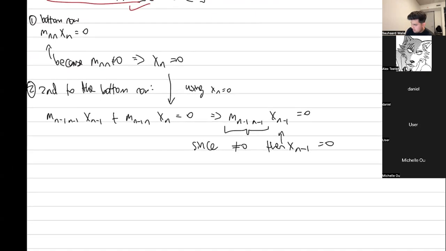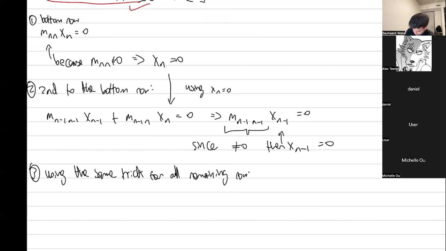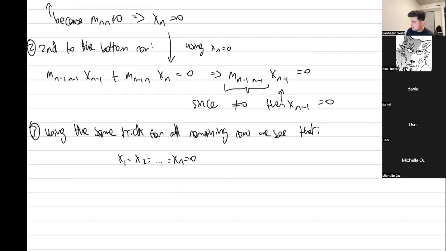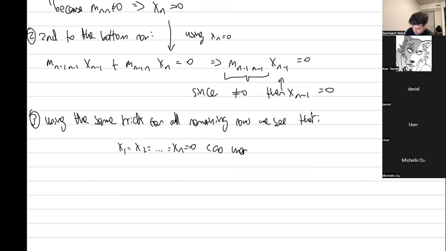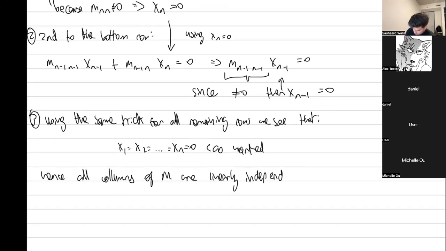And then from this point in the exam also, you can do this. After you've proved it for 2 rows, you can say, using the same trick for all remaining rows, we see that x1 equals x2 equals all the way to xn is equal to 0, right? And so, as wanted, hence all columns of M are linearly independent. That's it.